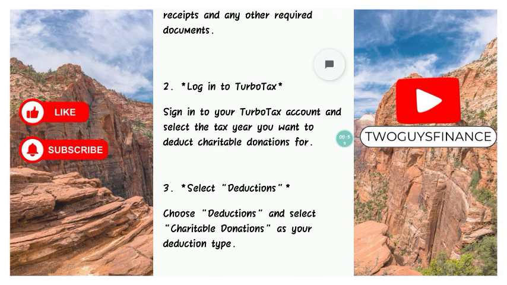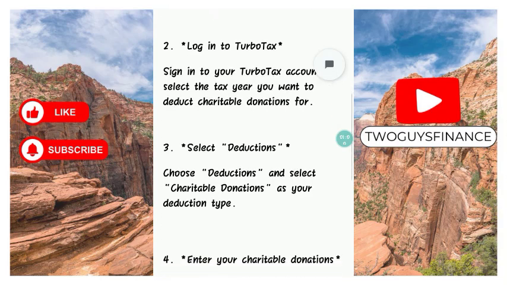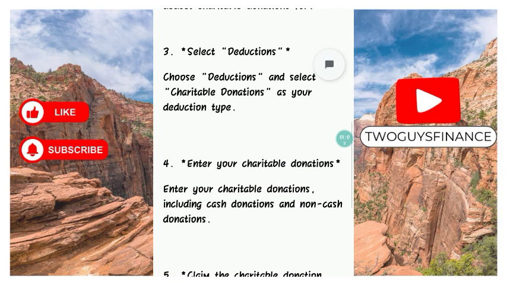Next, you're going to select the deductions. So choose the deductions and then select charitable donations as your deduction type. Next, you're going to enter your charitable donations, including cash donations and non-cash donations.